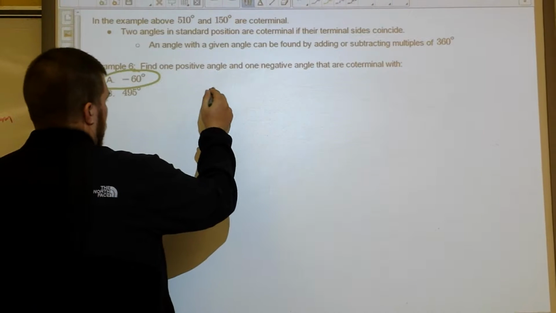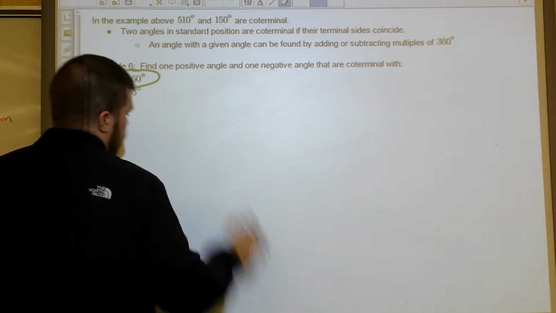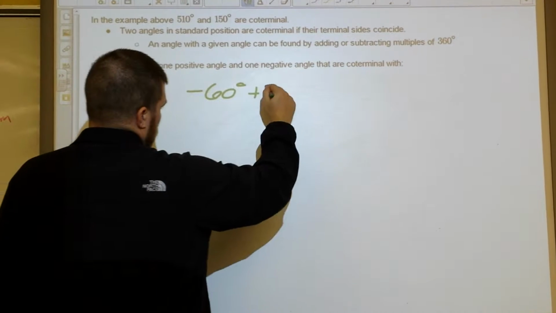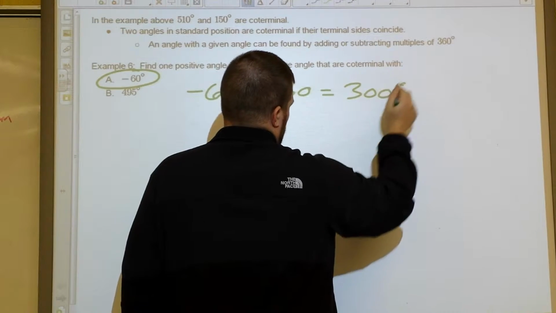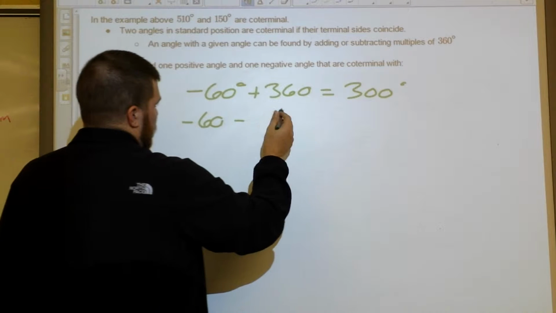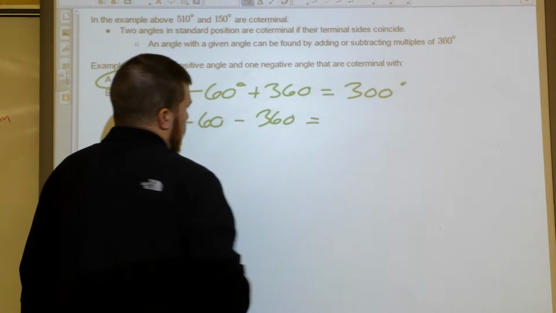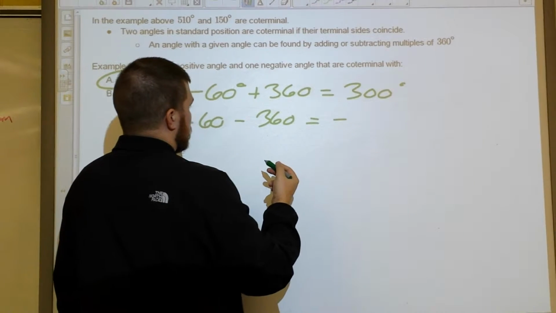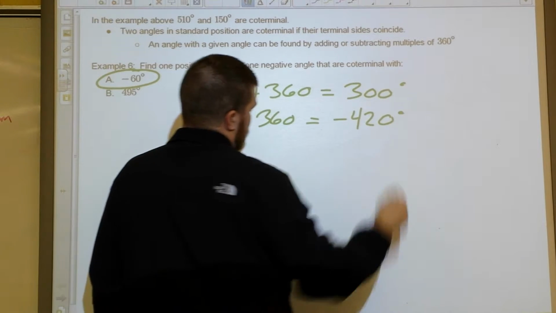So, negative 60 degrees plus 360 is 300. Negative 60 degrees minus 360 is, let's see, that's going to be another 120, so negative 420 degrees.